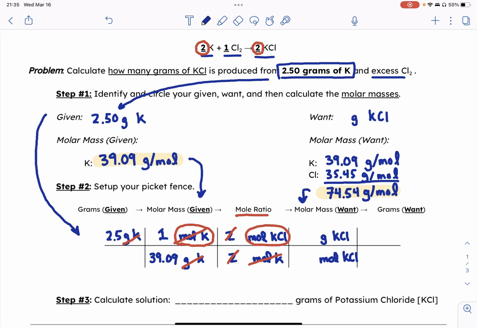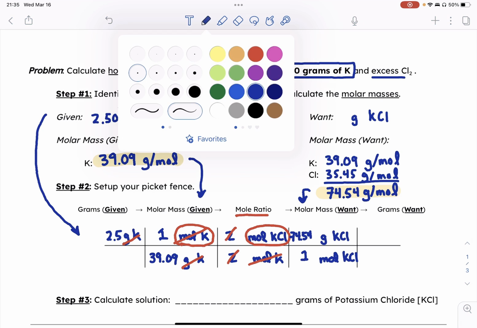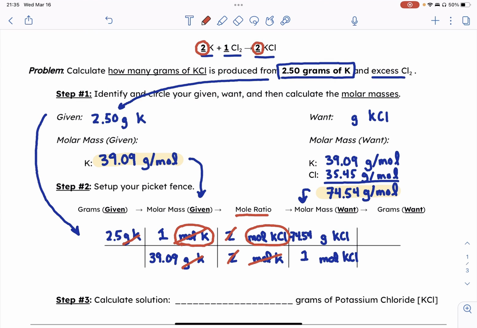Now, how many grams per mole? It's going to be 74.54 grams per 1 mole. Let's go ahead and cancel out these units. So moles of potassium chloride cancel, moles of potassium chloride cancels, and we're finally in units of grams of potassium chloride, which is what we desired from the very beginning. Okay. All right, and now we can go ahead and plug this into our calculator.